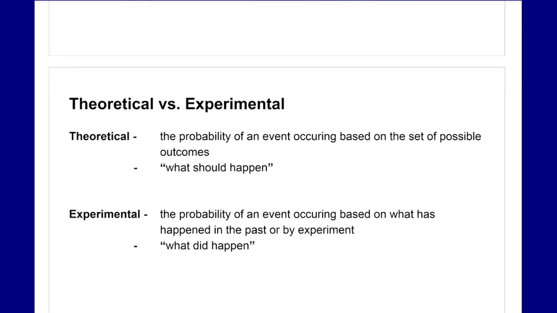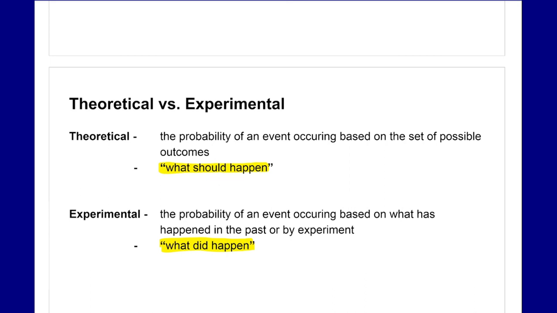Theoretical probability is the probability of an event occurring based on the set of possible outcomes. The short of it is what should happen. Theoretically, based on all the possible outcomes, what should happen is your theoretical probability. The experimental probability, while calculating it is the same, is defined as the probability of an event occurring based on what has happened in the past or by experiment. So it's different because it's what did happen. Theoretical is what should happen, experimental is what did happen.